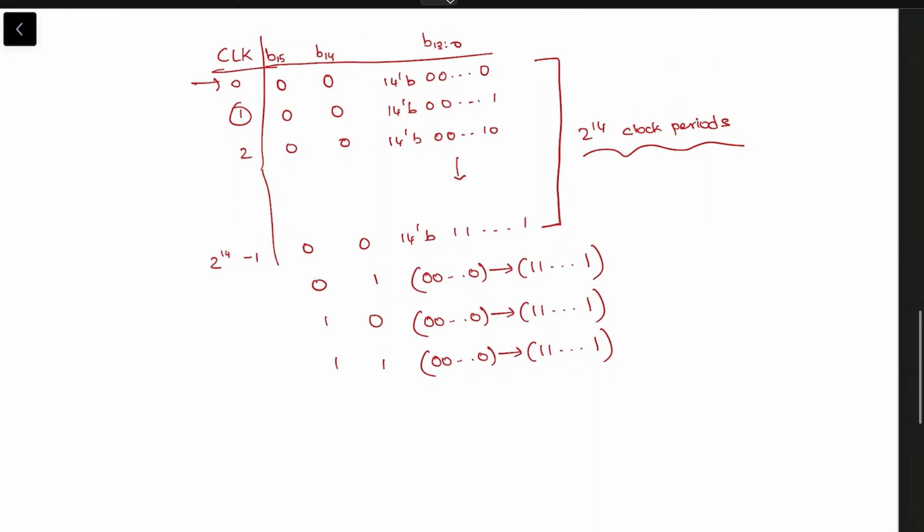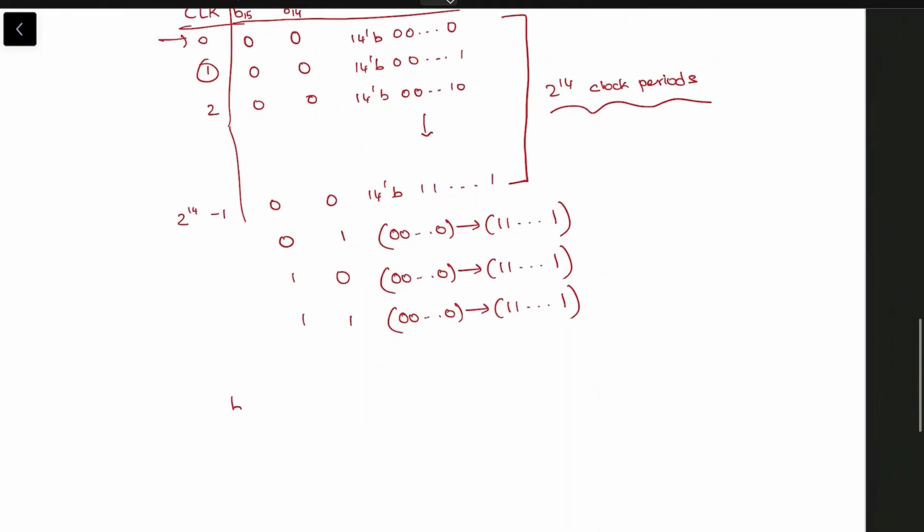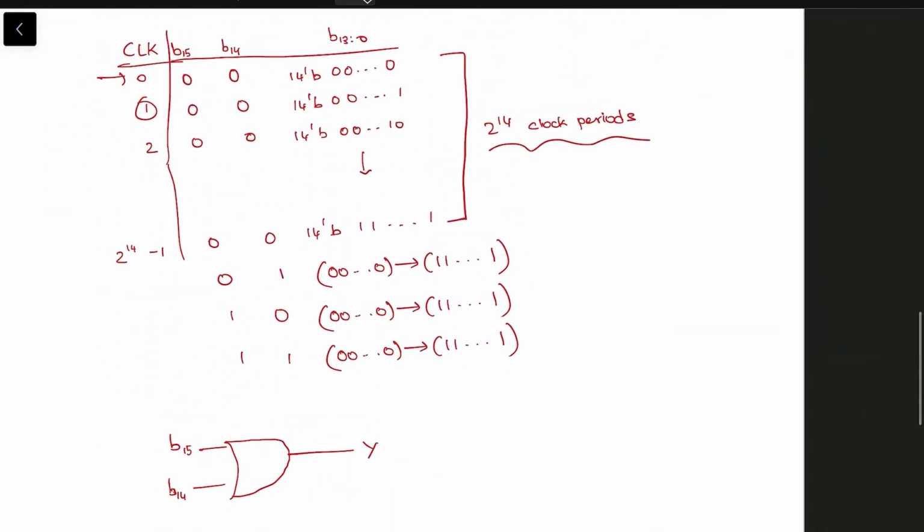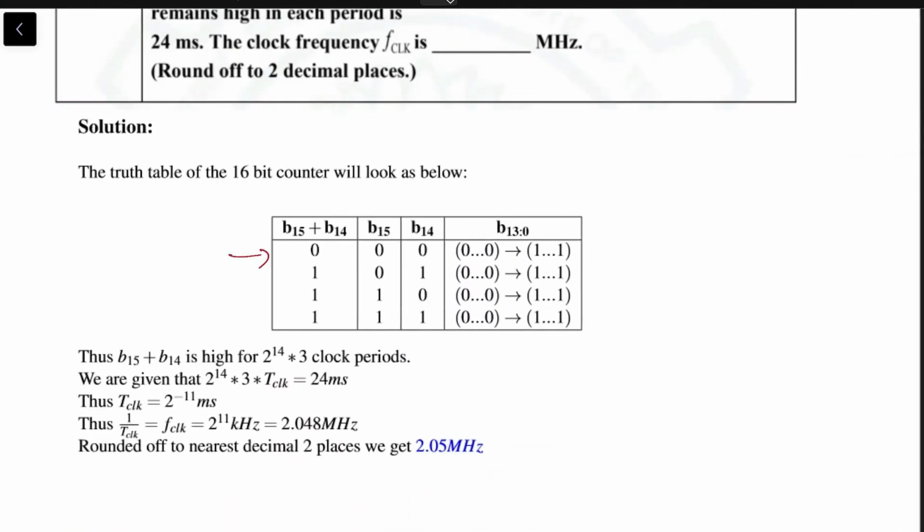And then, the idea is that B15 and B14 are ORed together to get the output Y, right? And so what will happen is that the output Y, let's now add Y here, will be 0 for all of this, but as soon as any one of them becomes 1, Y will become 1, right? So Y will be 0 for 2 power 14 clock periods, and it will be 1 for 3 into 2 power 14 clock periods, which is what I have given in this truth table here, right?